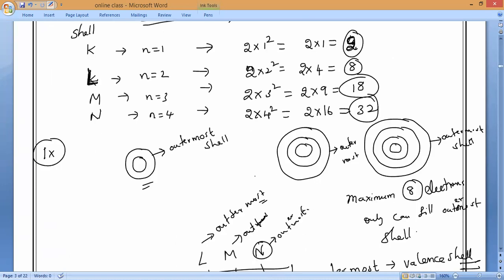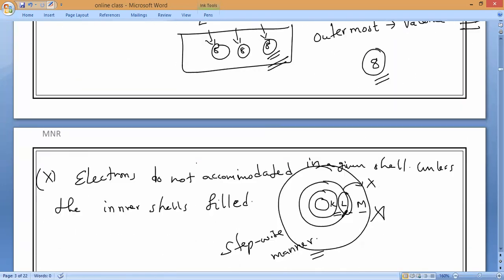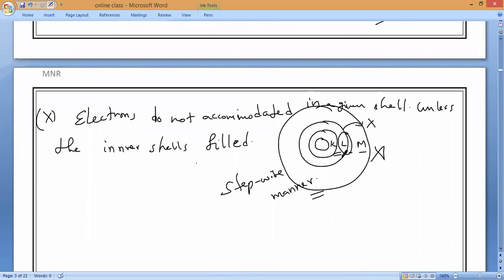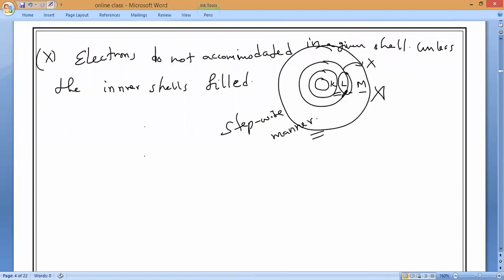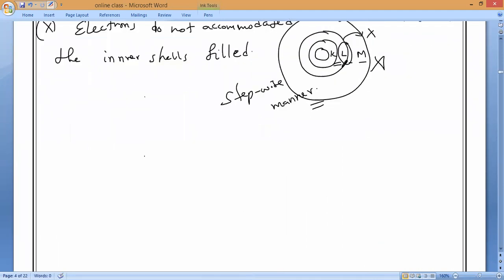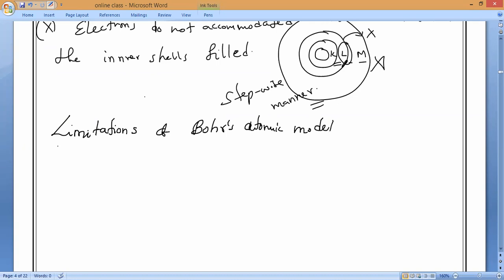Okay, now if you understand this, please write it all down. Here also, we are having limitations of Bohr's atomic model. So let us see what the limitations are. What do you mean by limitations? I told you, limitations are also drawbacks. So again, limitations of Bohr's atomic model. Now what are these limitations?